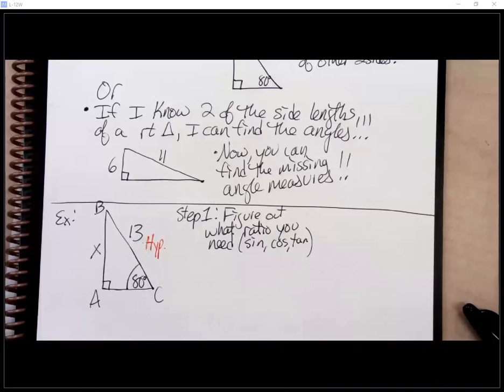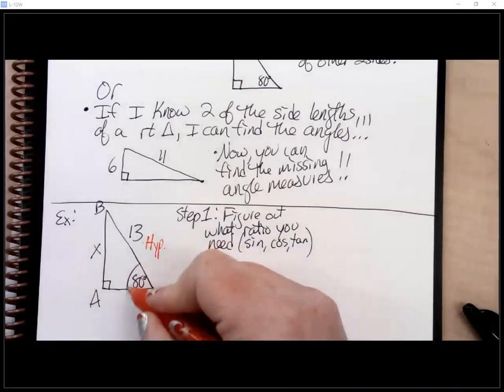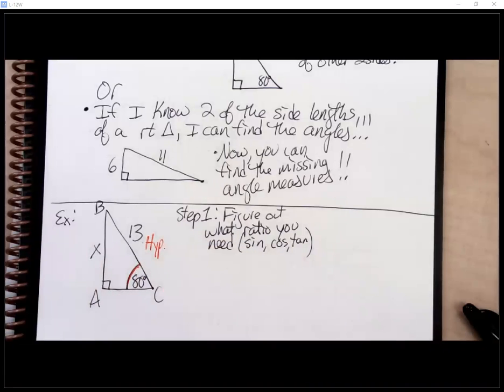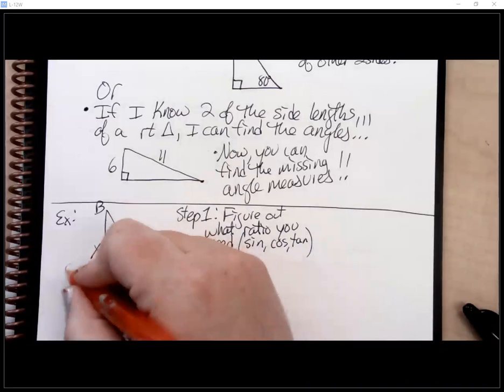Now, I don't care about AC right now. I'm not trying to find it. I don't know its value. So I'm just going to ignore it. This is the side that I'm trying to find. What side is that out of opposite, adjacent, or hypotenuse? If I'm talking about this angle right here, that side would be the opposite side, right? So this is the opposite side.